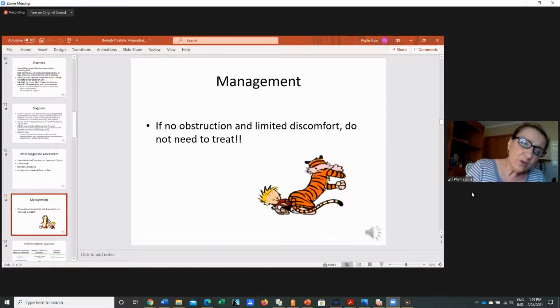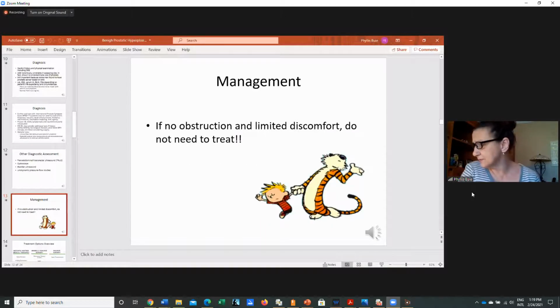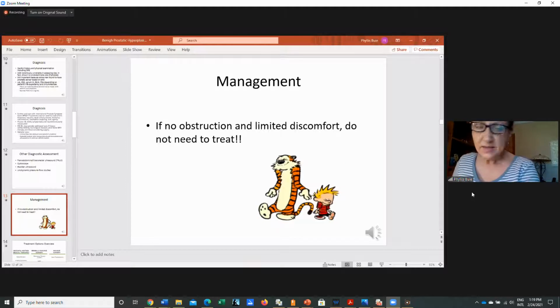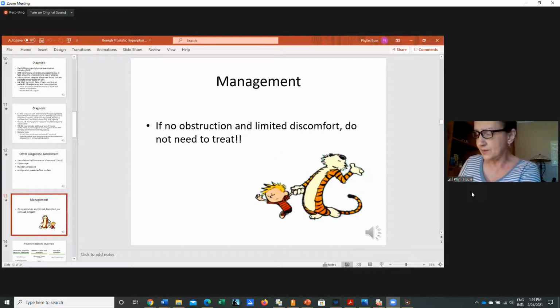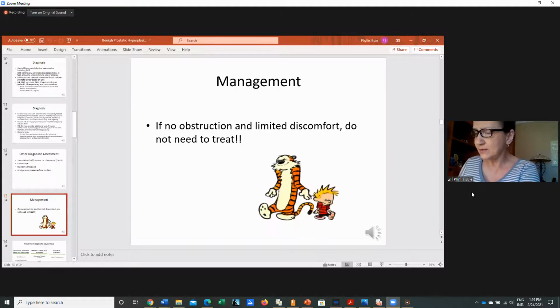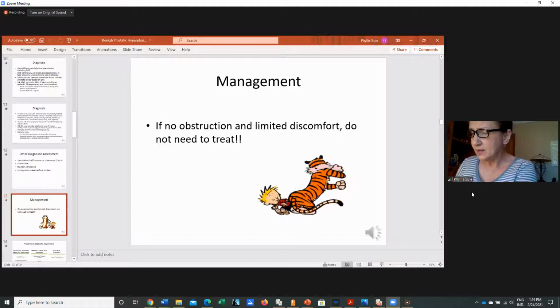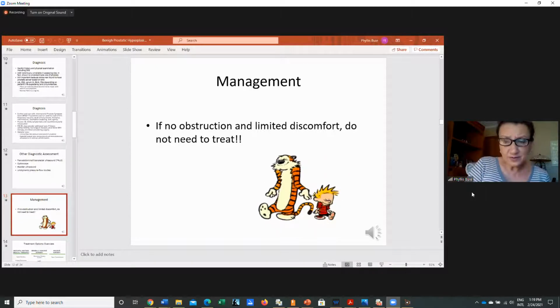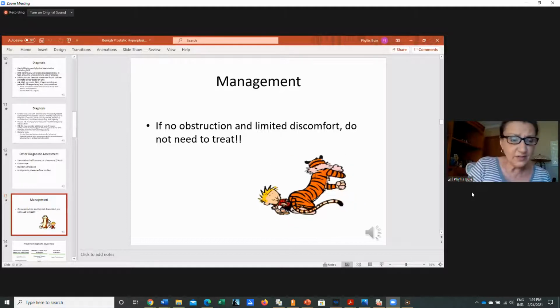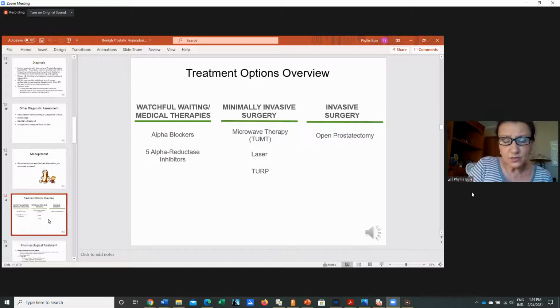So how are we going to manage these patients? Well, if they're not having any problems, then there's really no need to treat it. If they're not complaining about it, then we probably won't treat it. If they present complaining about it, then it's bothering them enough that we do need to take issue with it. So that's something that's very individual.